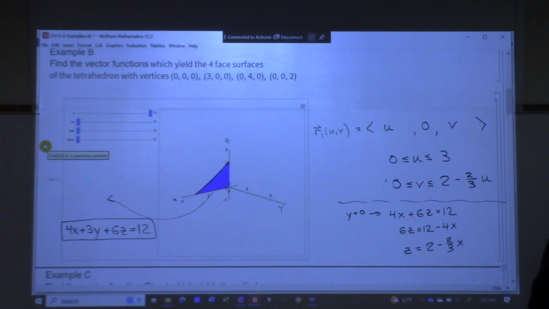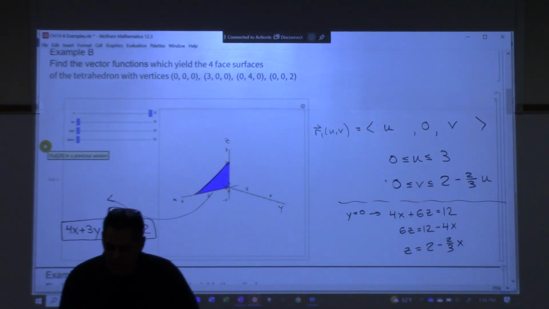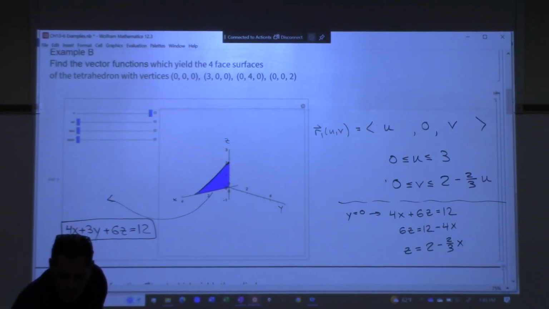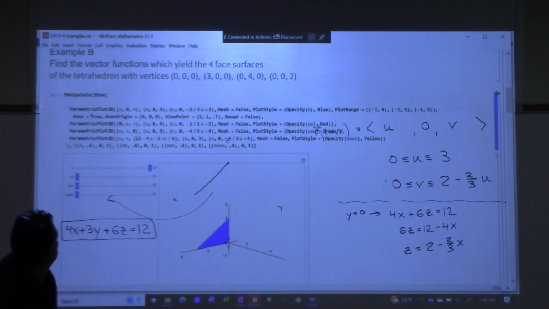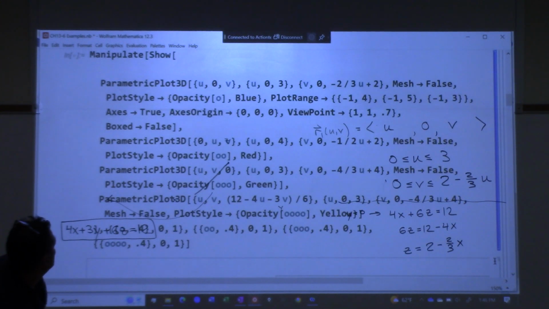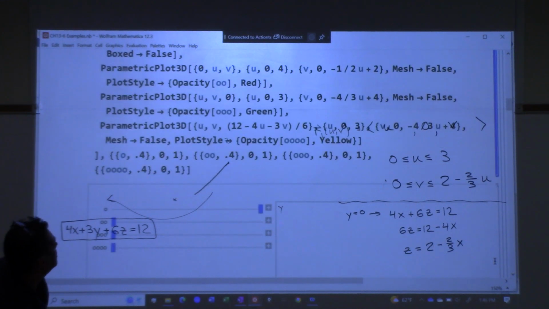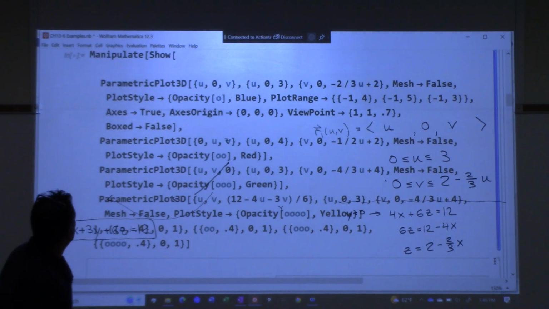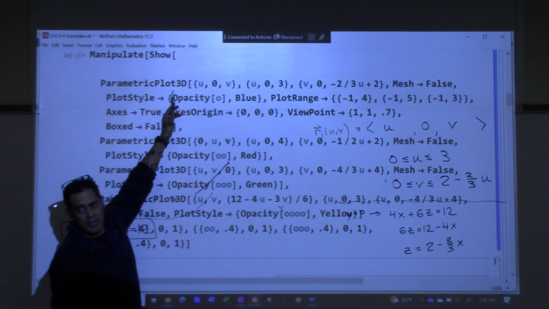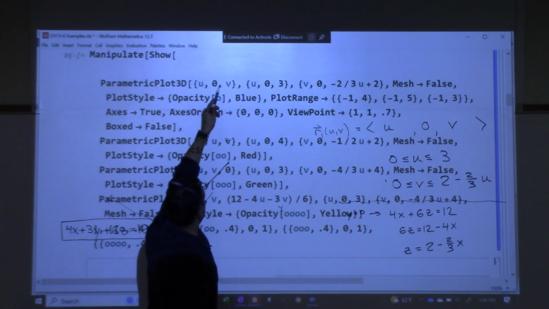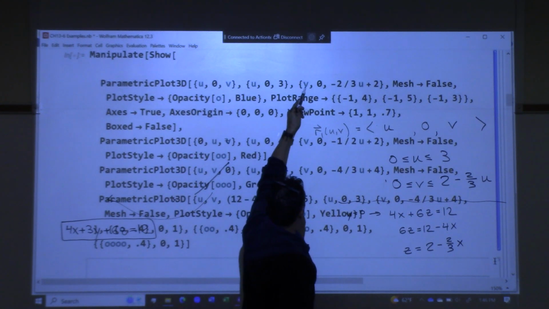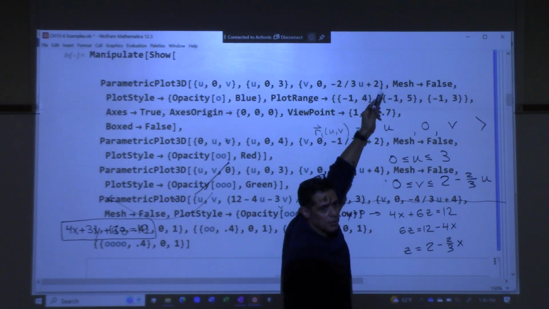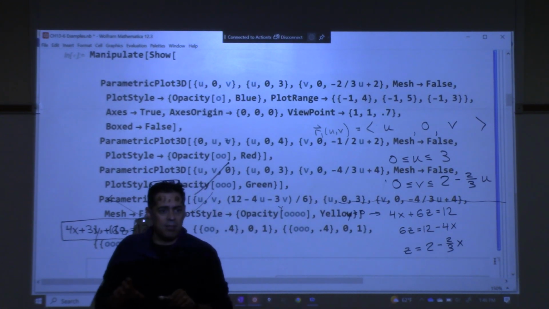So look, in my code to draw this for you, probably hard to see from where you're sitting, which one was that? The blue one? Where's the blue one? Oh, up here, very first one, blue one. I'm using something called ParametricPlot3D as a built-in function, and I have u, 0, v. U is between 0 and 3, v is between 0 and negative 2/3 u plus 2. And it drew me that little piece.